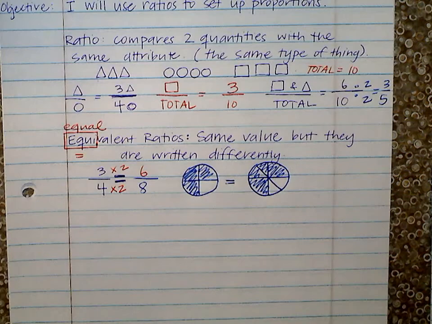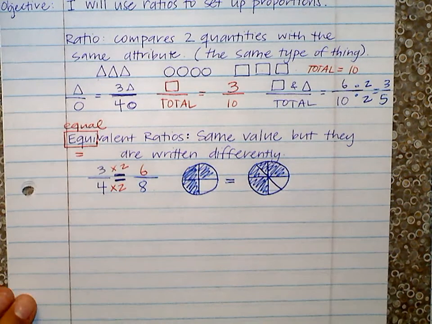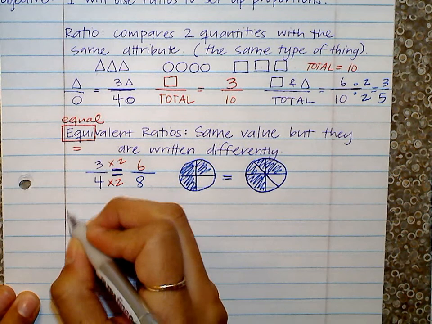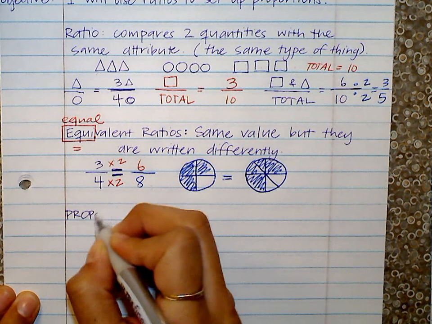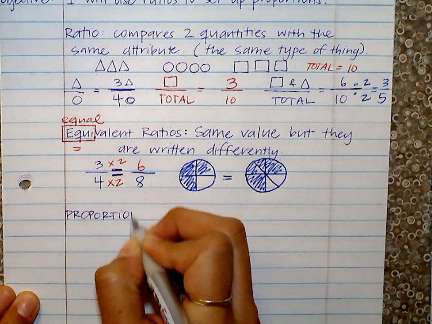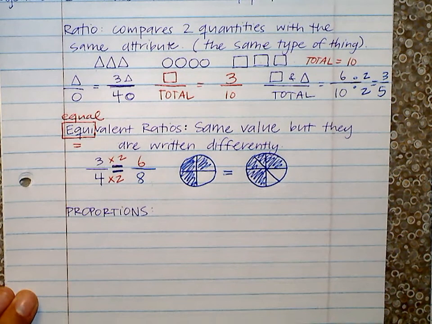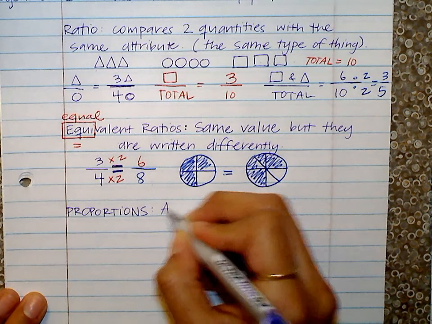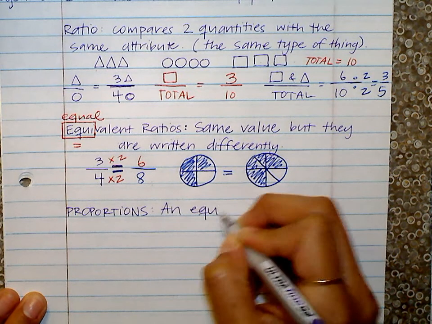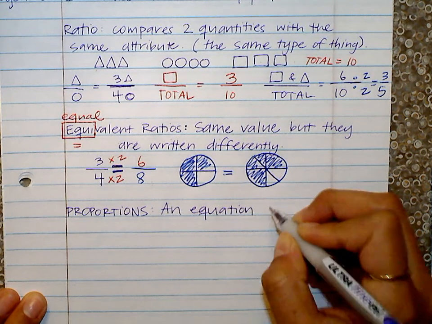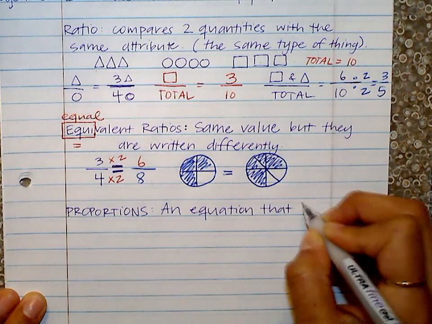So let's talk a little bit about proportions. Proportions. Let's talk about the definition. Okay. A proportion is an equation that has 2 equivalent ratios.